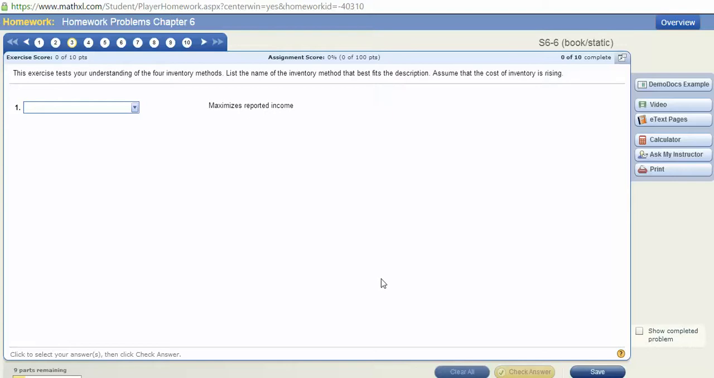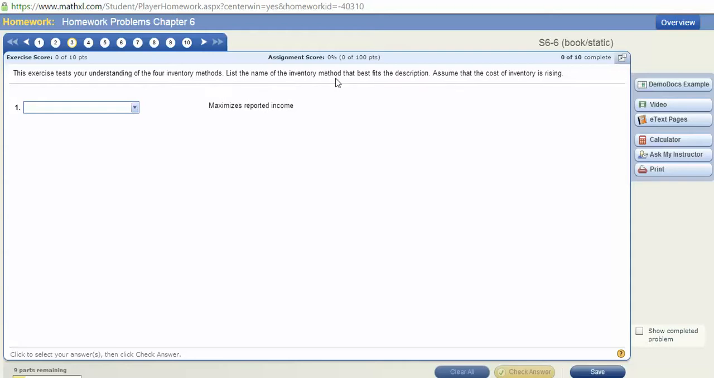Okay, let's work through this kind of problem from chapter 6. It's important that you understand the relationships of things so that you can be ready on test day. And this is one of the things this is going to test: your understanding of the four different inventory methods. When you do a problem like this, notice and read carefully.